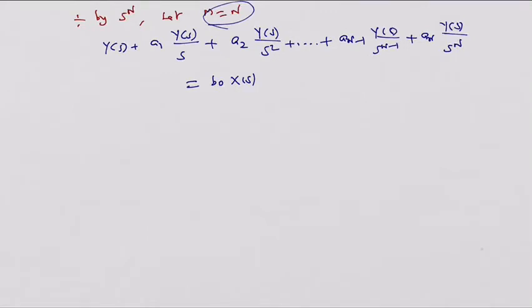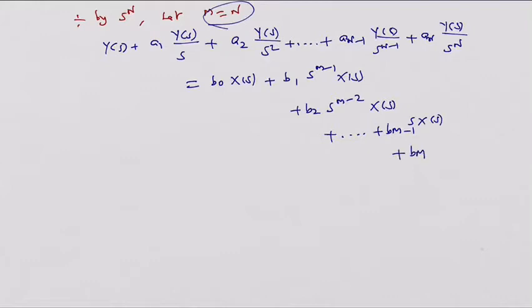And if you move on further, you will find b1 s power m minus 1 x of s plus b2 s power m minus 2 into x of s. Correct? You can proceed up to m terms here. Of course, m is equal to n. The last term will be simply b m x of s. When n is equal to m, you can very well replace m by n. Dividing throughout this, have I done it properly? I just want to know about it.